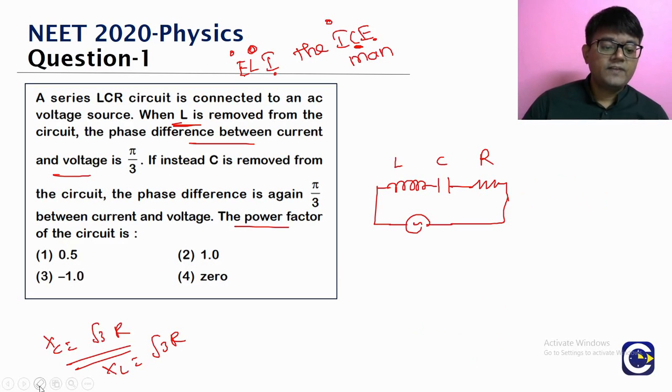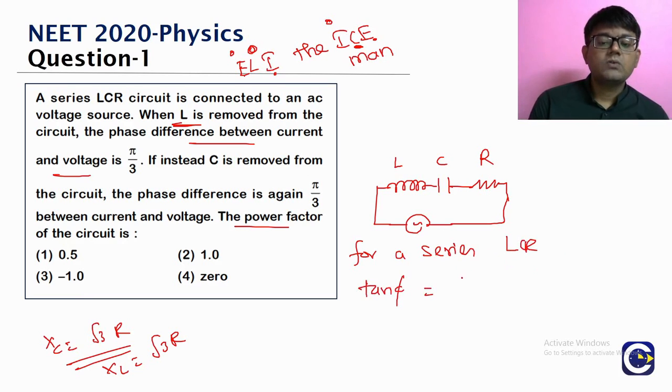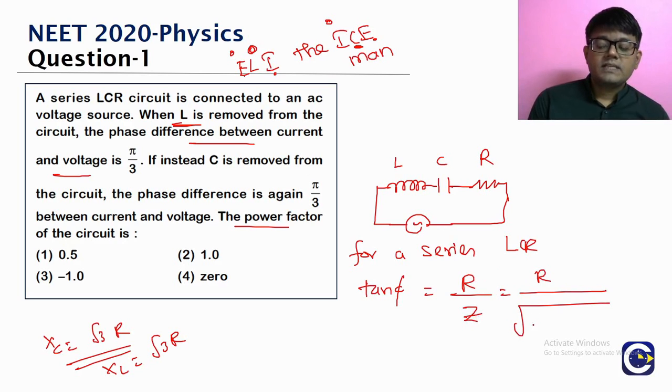So what is the power factor formula for a series LCR? Power factor is given by tan phi, which is equal to R by Z. R is the resistance value, and Z is the impedance. R by root of, what is Z? R square plus XL minus XC the square.